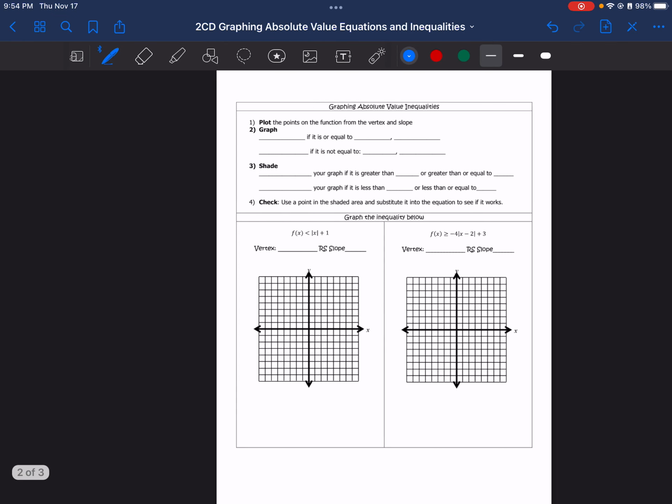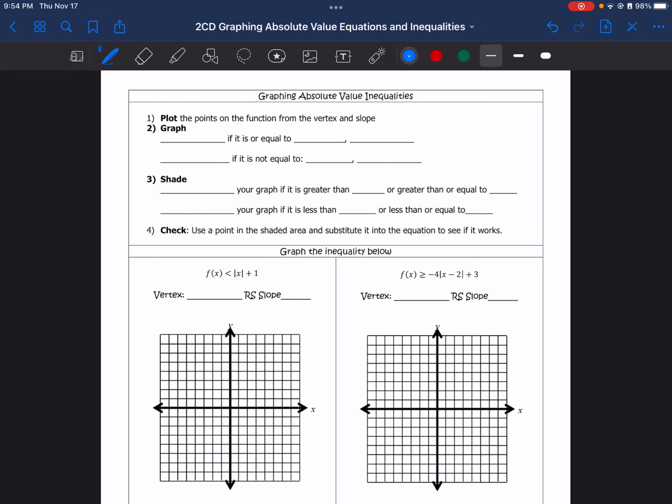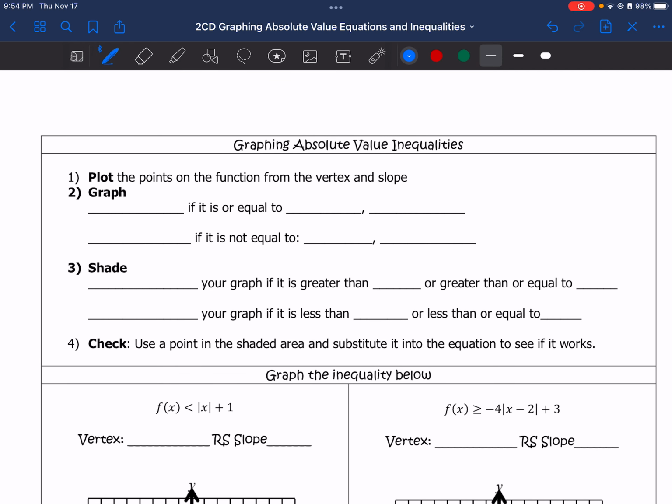Now we're going to move on to 2D, which is graphing absolute value inequalities. Graphing absolute value inequalities is the same exact thing as graphing absolute value equations. However, there are two extra steps that you have to consider. The first step of graphing absolute value inequalities is just to plot the points. So find the points of the function and plot the vertex and your two coordinates.